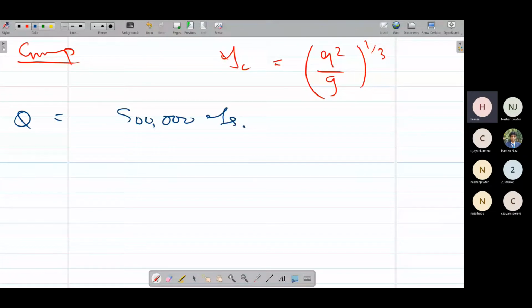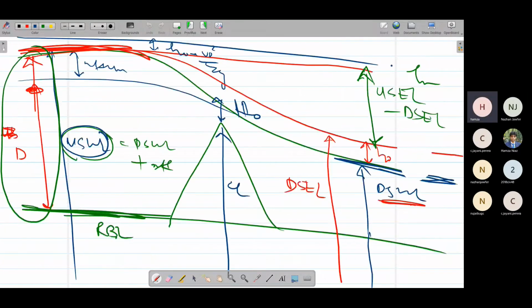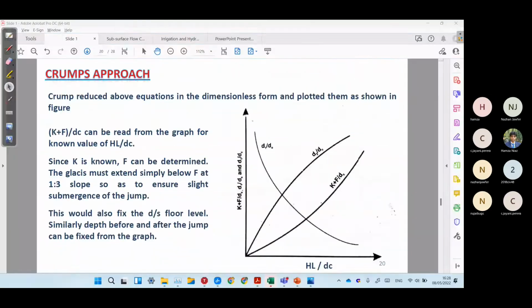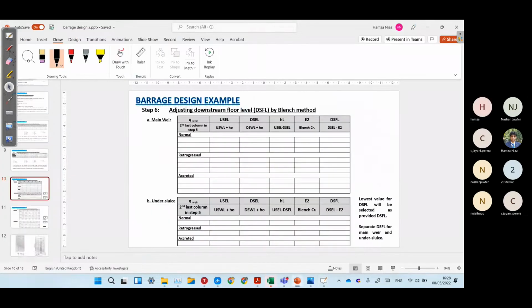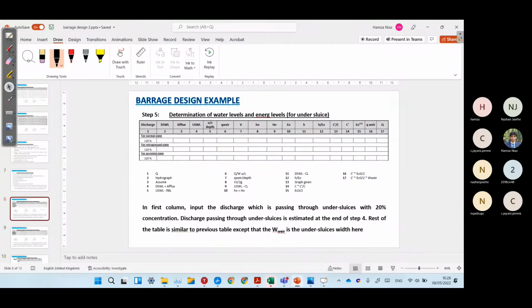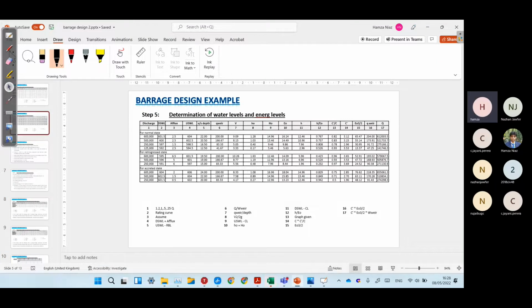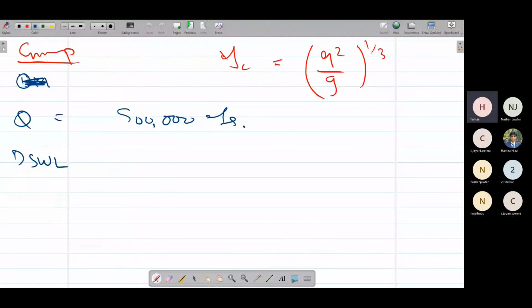First, we have to reduce the discharge. For example, this is our discharge. Now we have to find this downstream water level, like we calculated before. For example, in these tables, we have calculated these downstream water levels. We know these values, so we know this downstream water level. We have to pick the maximum one and the minimum one from these tables.